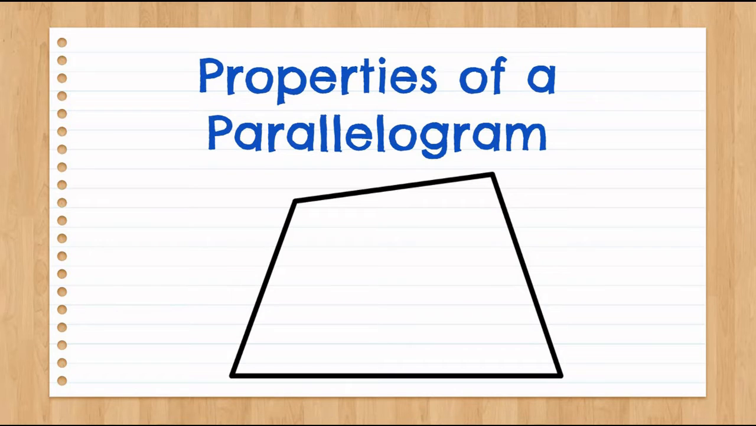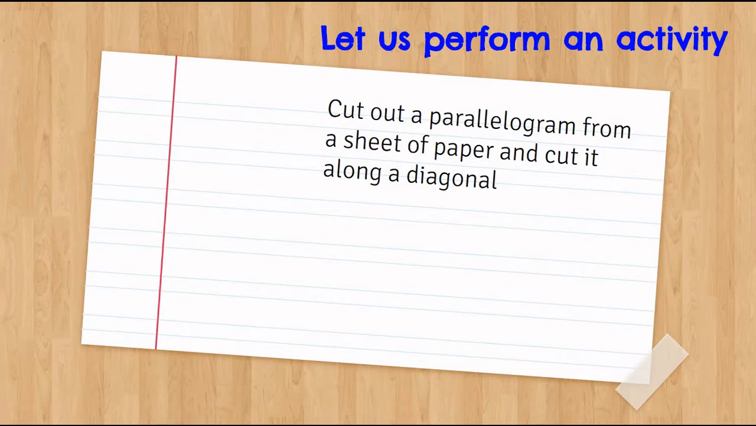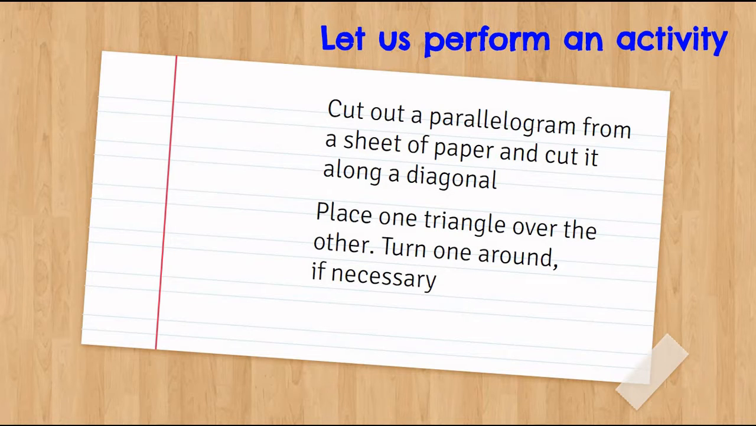Let's learn it in the form of theorems, which would be easy. First of all, let's perform an activity. Cut out a parallelogram from a sheet of paper and cut it along a diagonal. You obtain two triangles. What can you say about these triangles? You will place one triangle over the other, turning one round if necessary. And then what do you observe?